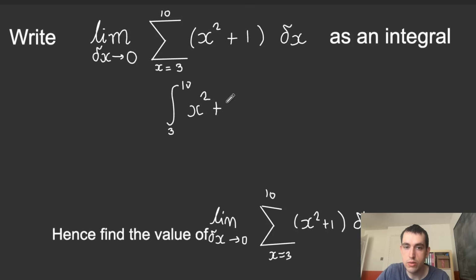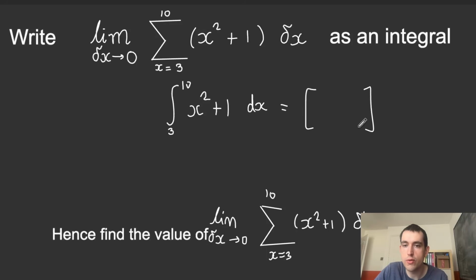Inside the integral, I'm going to put x squared plus 1. Again, I'm not plucking it out of nowhere. I'm just copying and pasting it from here. And what am I going to put on the end? Well, not delta x, but just a standard dx, like we do in every integral that we've seen thus far. That's it for 1 mark. How easy was that? And then if you need to answer part B, hence find the value of it, if you know it's an integral, then all you need to do is find the value of this integral.